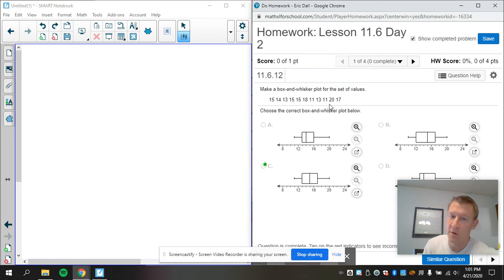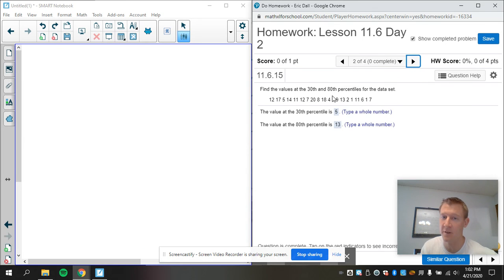So you're going to put these in order. You're going to find the middle number. You're going to find the middle number of those. You're going to find the middle number of those. And then you draw a line out to the smallest and the biggest numbers that you've got. Okay. So, again, hopefully get that one done.